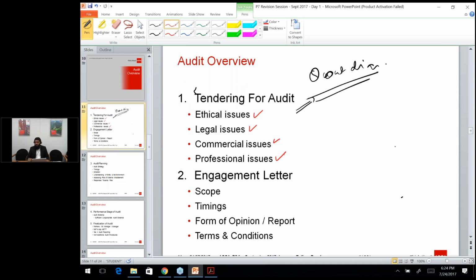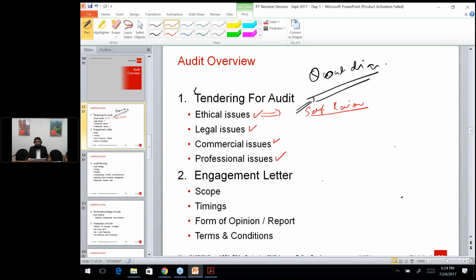Like for example, we would discuss it at a later stage also, but if you are being approached by a client to give a quotation for the audit work, you need to see that there are no ethical issues. For example, there could be a situation where you come across a self-review threat. How a self-review threat? You have been providing the accountancy solution to that company, and now the company has approached you for the audit.